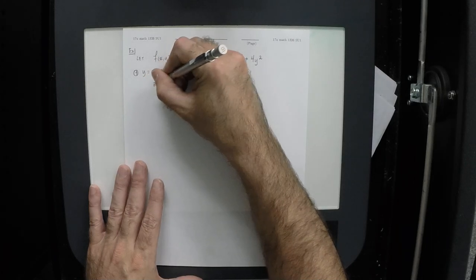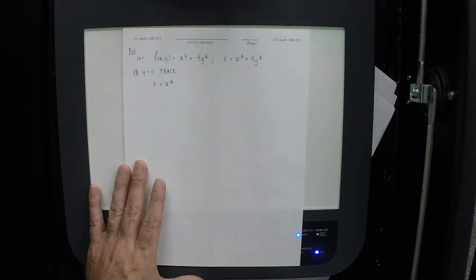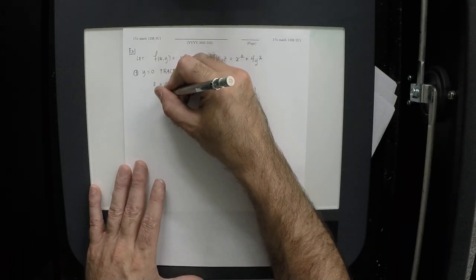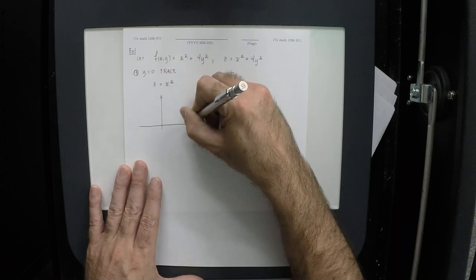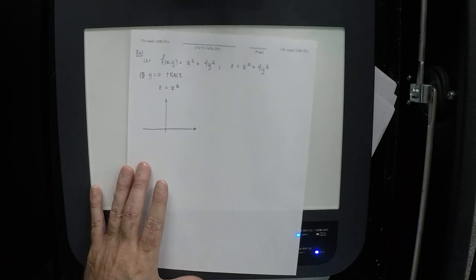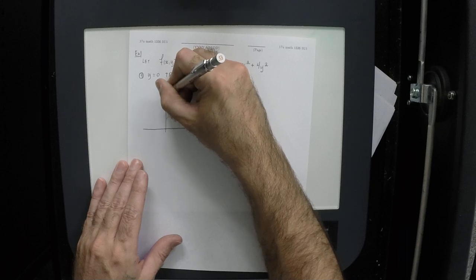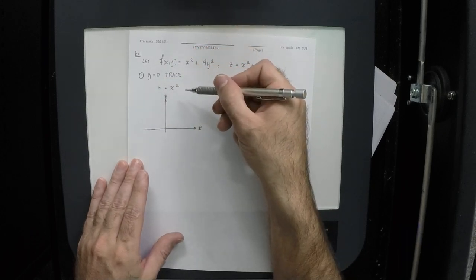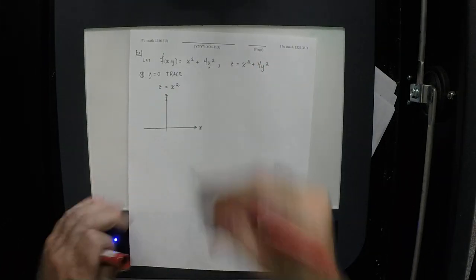It'd just be z is x squared, because the y part has gone away now. Well, if we were to draw an xz axis, what would we see if this is x and this is z? What is the plot of this? It's a parabola. So it would look like this.